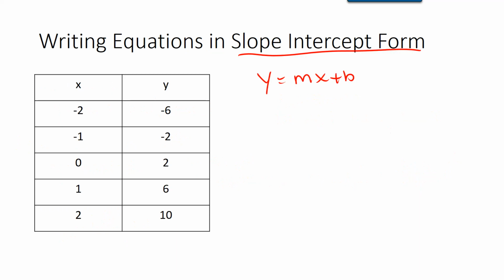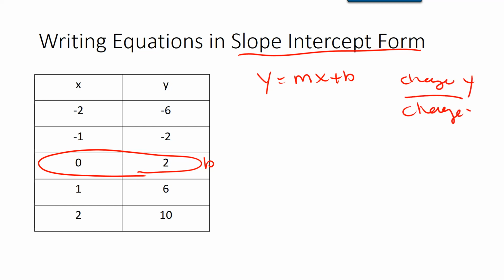We need to have the slope and the y-intercept. The y-intercept, I can see that that's in my table. That is my 0 point. So I know that this 2 here, that's going to be my b value. I don't have to do any math to find that one because I notice it's in the table. I do have to do math to find the slope. And to find the slope, it is the change in the y column over the change in the x column.